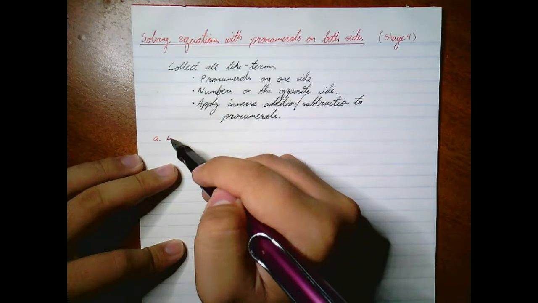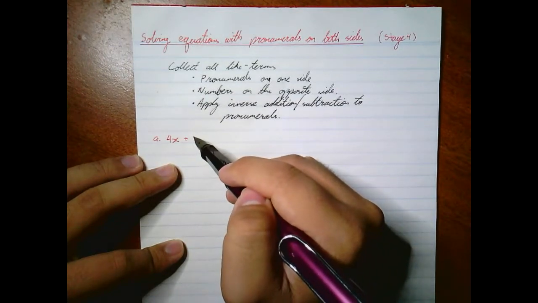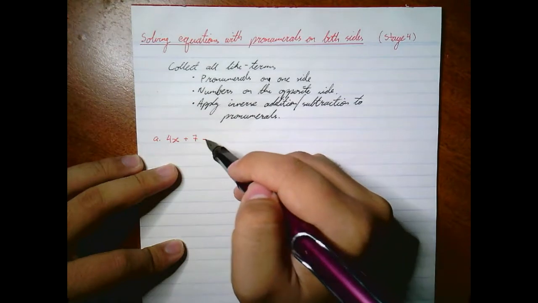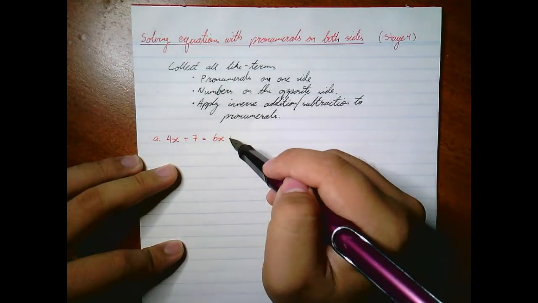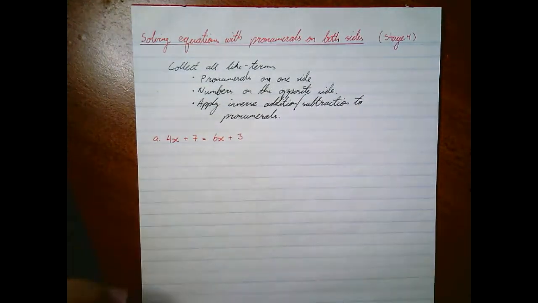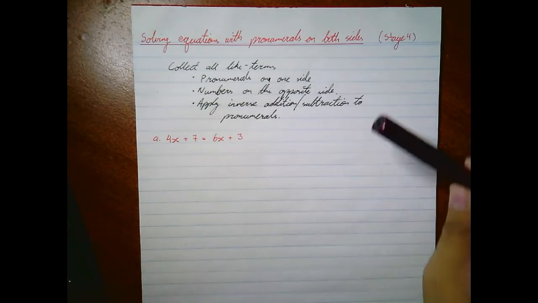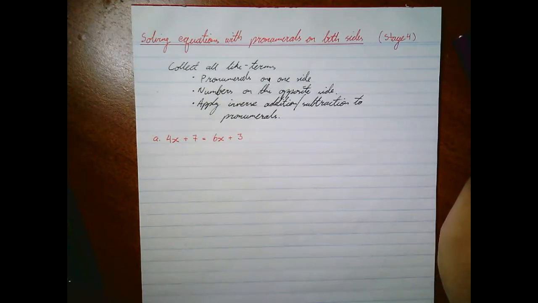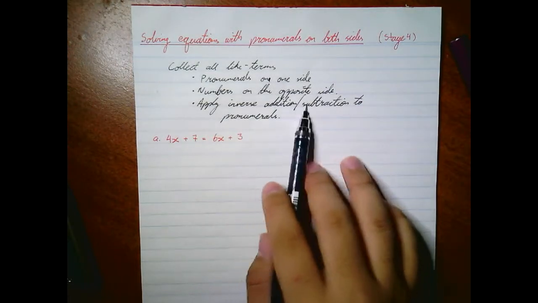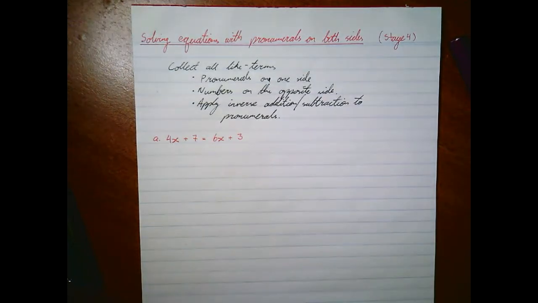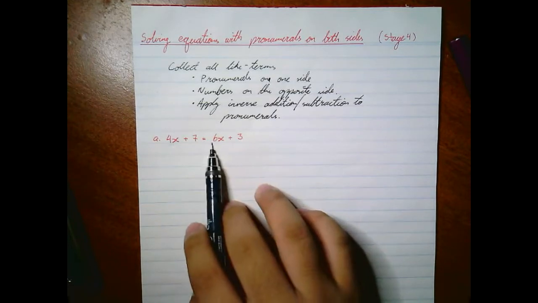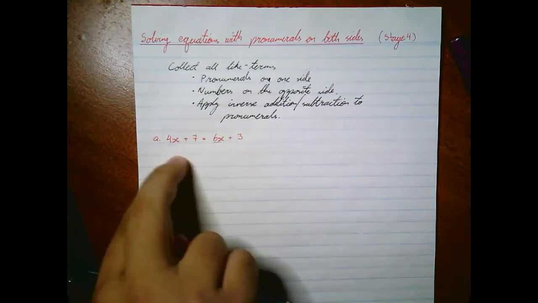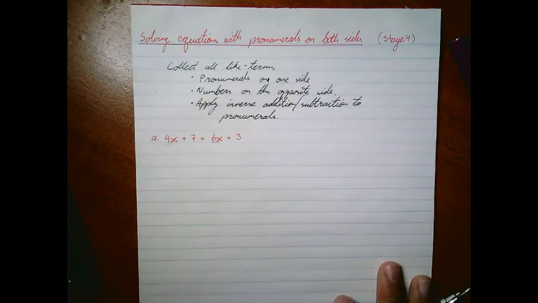We have 4x plus 7, so far it's a regular equation, equals 6x plus 3. Okay, so with these I'd like to show you what would happen when we apply inverse operations or inverse addition or subtraction to pronumerals. By that we mean, see how we have x on the left here and x on the right? We want to bring these two together on one side of the equation.